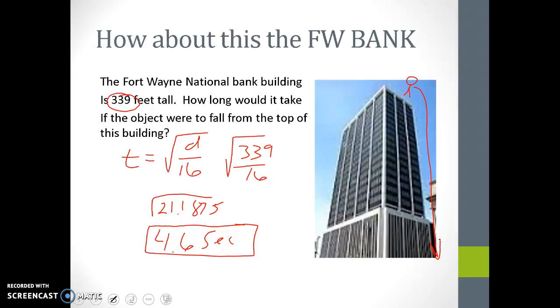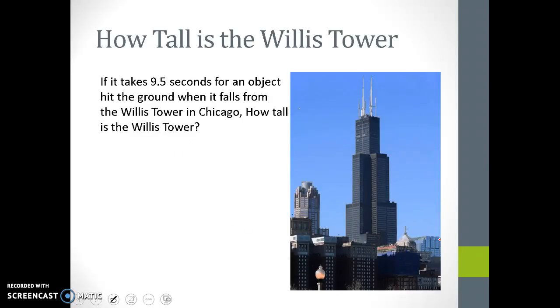Let's compare that to another building that you might be familiar with. This is a picture of the Willis Tower in Chicago. It is a known fact that if you did drop something off the Willis Tower, it would take 9.5 seconds for the object to hit the ground. Suppose we wanted to use that to find out how tall it was. Remember, our equation is this: the time that it would take is equal to the square root of the distance over 16.